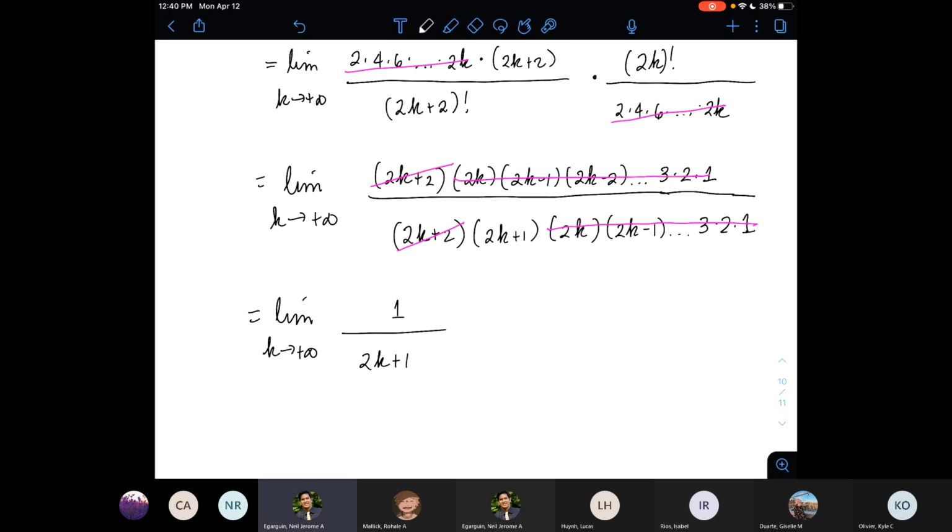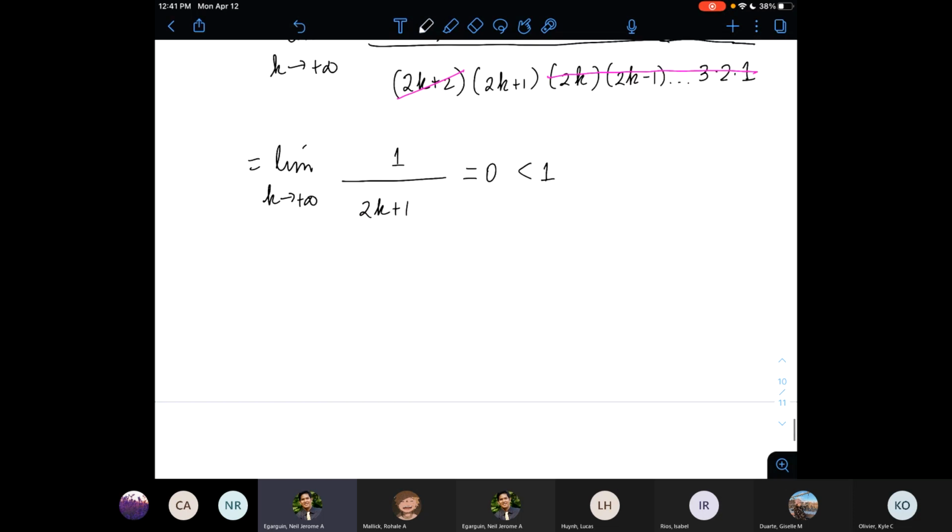And now we can take the limit as k approaches infinity easily. The numerator is a constant 1. The denominator becomes extremely large when k becomes large. So this is 1 divided by a large number. So this will be equal to 0, which is obviously less than 1. So by the ratio test, the series converges.